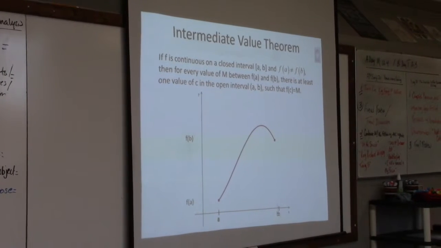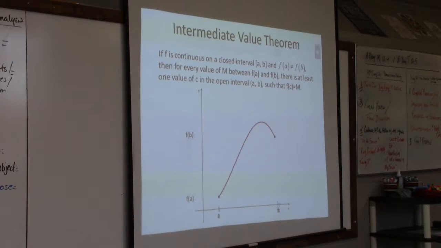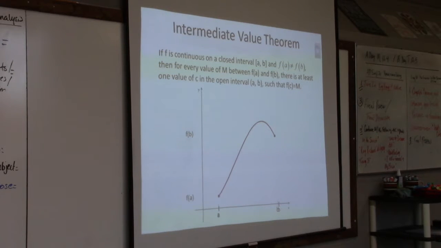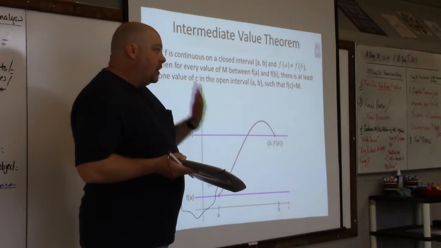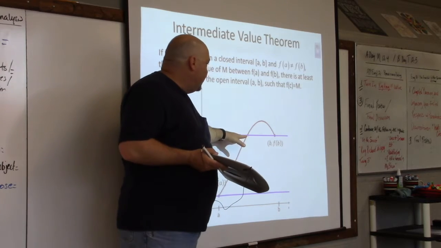It says, if f is continuous on a closed interval a to b, and f of a does not equal f of b, then for every value of m between f of a and f of b, there is at least one value of c in the open interval a to b such that f of c equals m. That's kind of how all that came through. All we're looking at here is the point at this end, the point at that end, and every value in between. All this says is that if our function is continuous on a closed interval, we're going to take on every value between this y value and that y value.